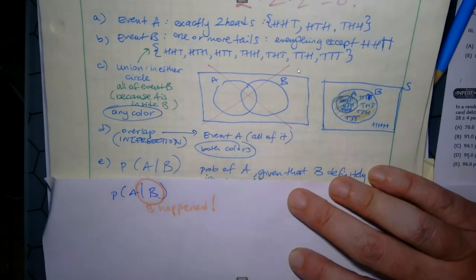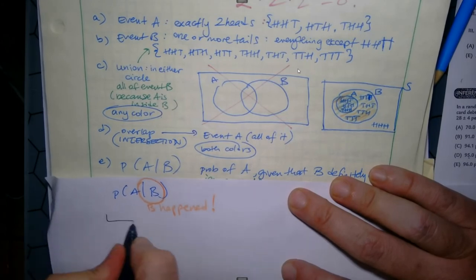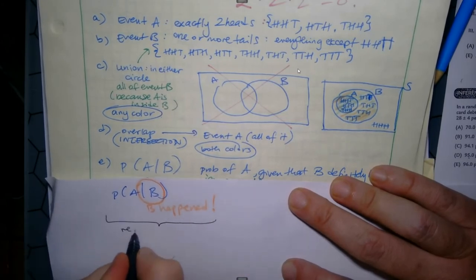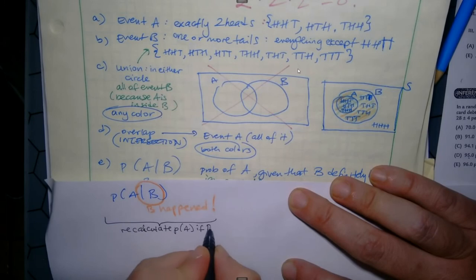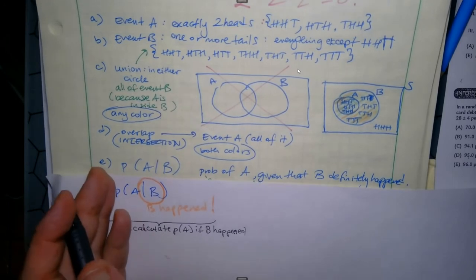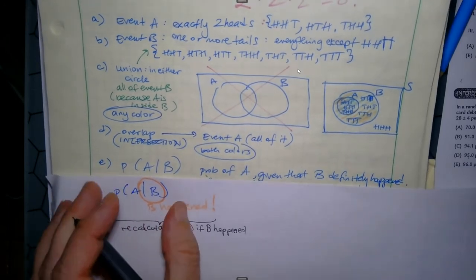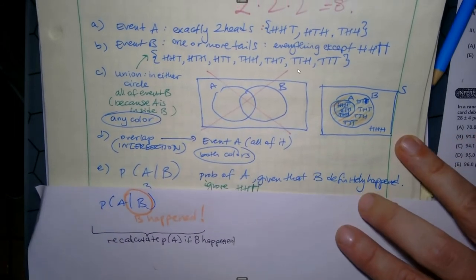And then think of this as an instruction to go back to your sample space and recalculate the probability of A if B happened. So you eliminate things from your sample space, some things disappear, and you get a new probability. It's like somebody's giving you new information and you want to recalculate. So it's the probability of A given that B definitely happened.